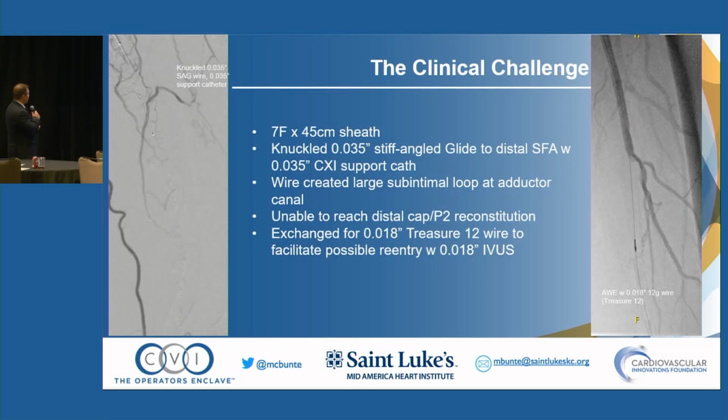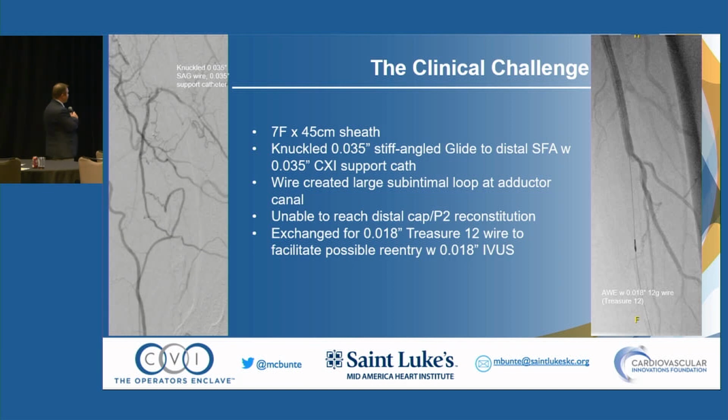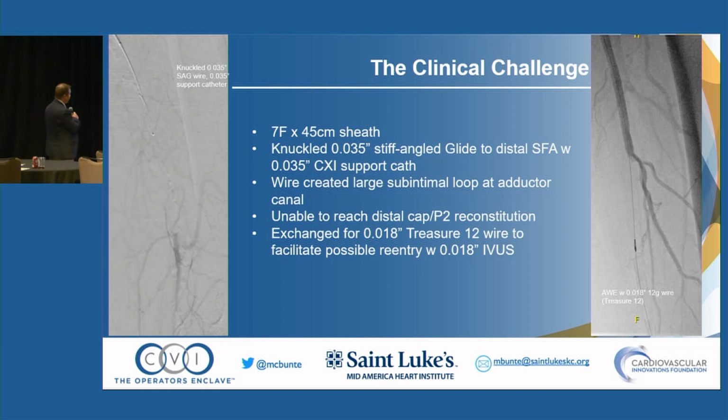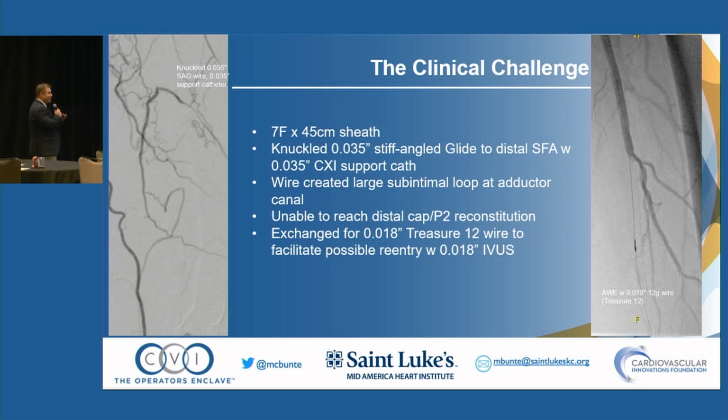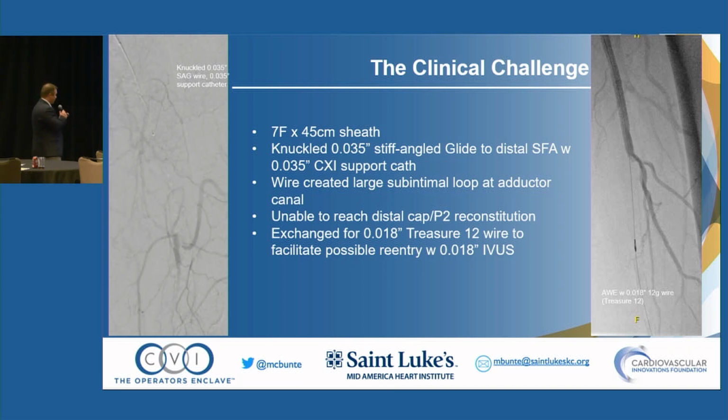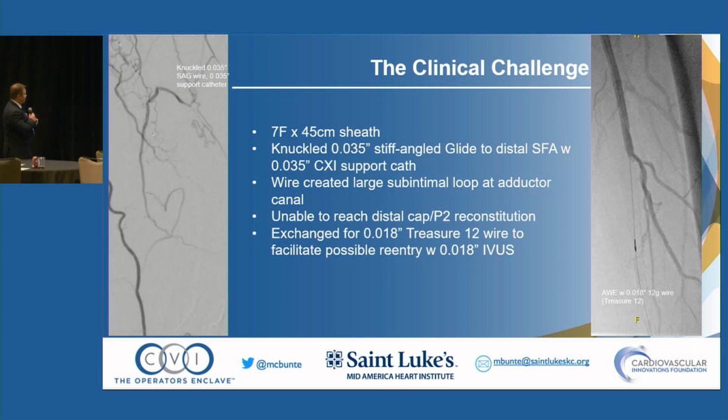So the clinical challenge here is crossing this long lesion, and to Art's point, we really struggled doing this case antegrade. This was a 7 French up and over, a 7x45 sheath with a knuckled 0.35 stiff angled glide wire that I was able to keep the loop fairly small. Dr. Banerjee stepped out, but he's always a proponent of keeping the loop small, so I tried to do that. The loop did enlarge towards the adductor canal into the P1 segment, and I was unable to reach. There was some reconstitution in the P2 popliteal artery, but I was unable to reach that distal cap where there was some reconstitution.